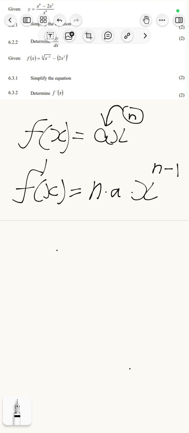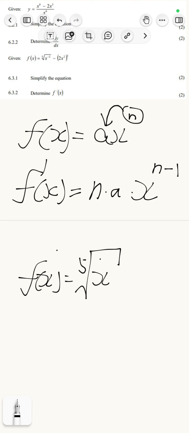So here we have f. I'm just going to read out the question. f of x is equal to the fifth root of x to the power of minus 2, so minus 2, minus open bracket 2x squared, all of this to the power of 3.